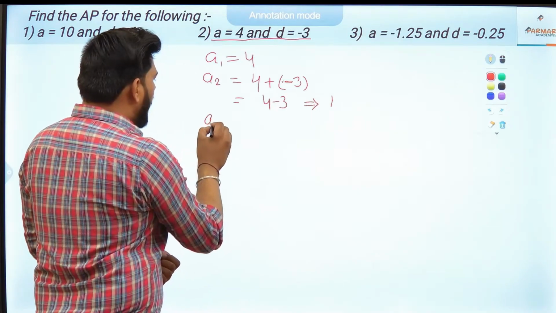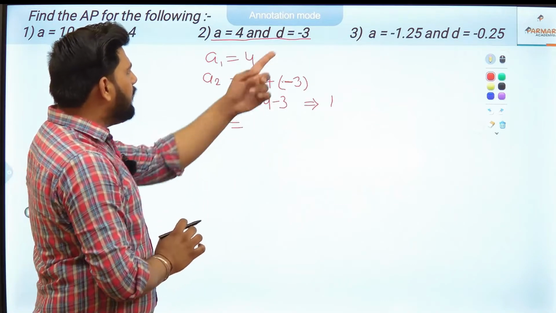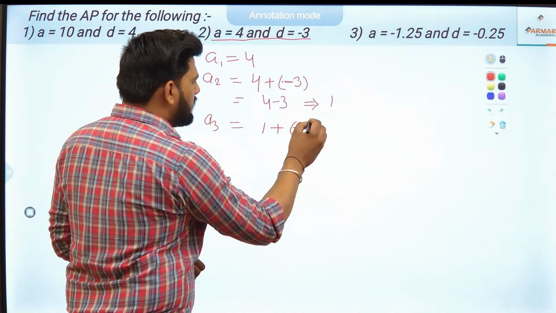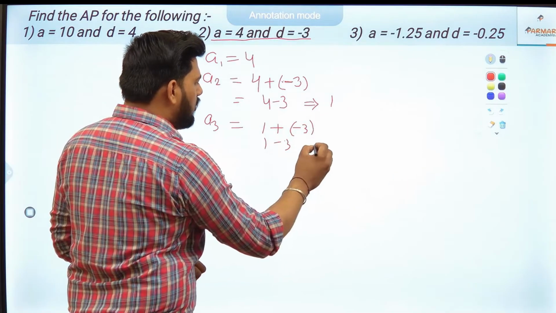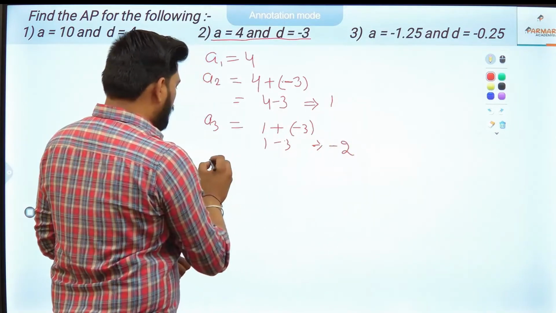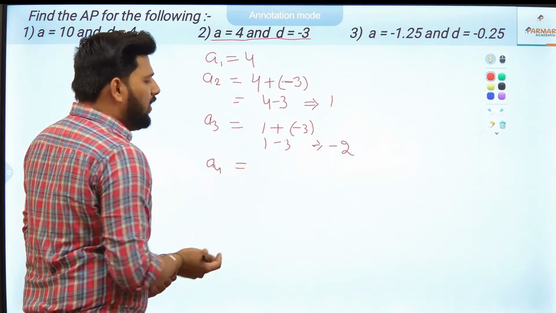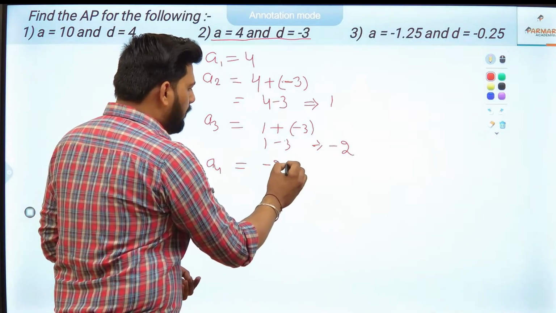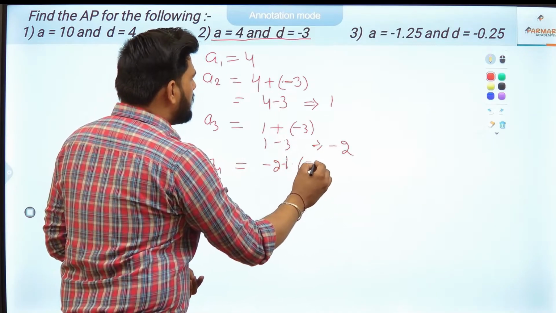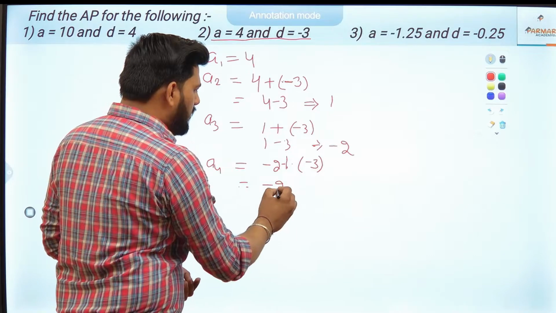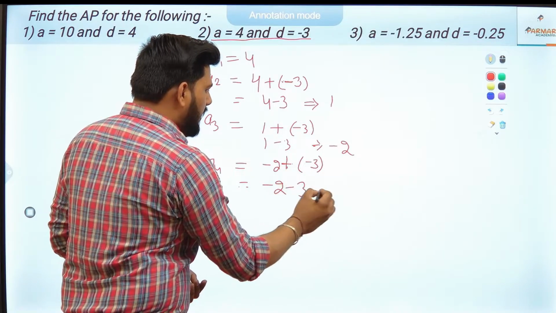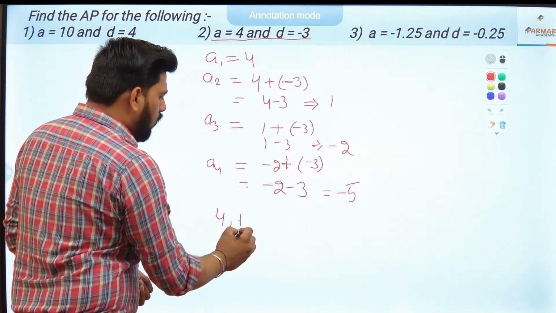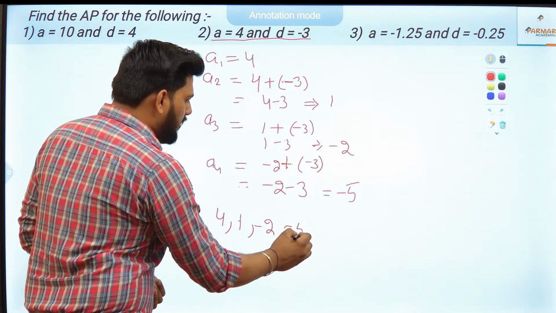To find the third term, we simply add the common difference to the second term. The second term is 1, we add the difference, that is 1 plus minus 3, which is equal to minus 2. To find the fourth term, we will add the common difference to the third term. So that is minus 2 plus minus 3, that is equal to minus 5. So the required AP is 4, 1, minus 2, minus 5, and so on.